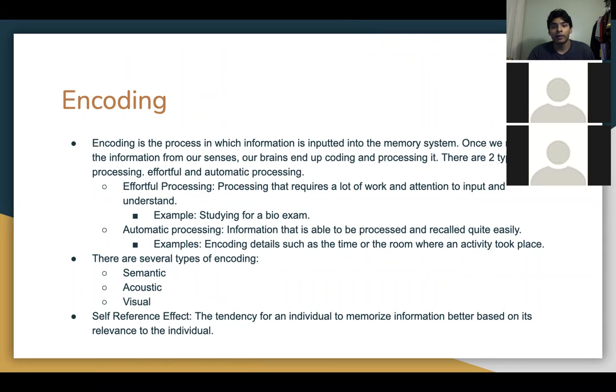There are several types of encoding: semantic, acoustic, and visual, which is words, sounds, and sight. Self-reference effect is the tendency for an individual to memorize information much better based on its relevance to the individual.